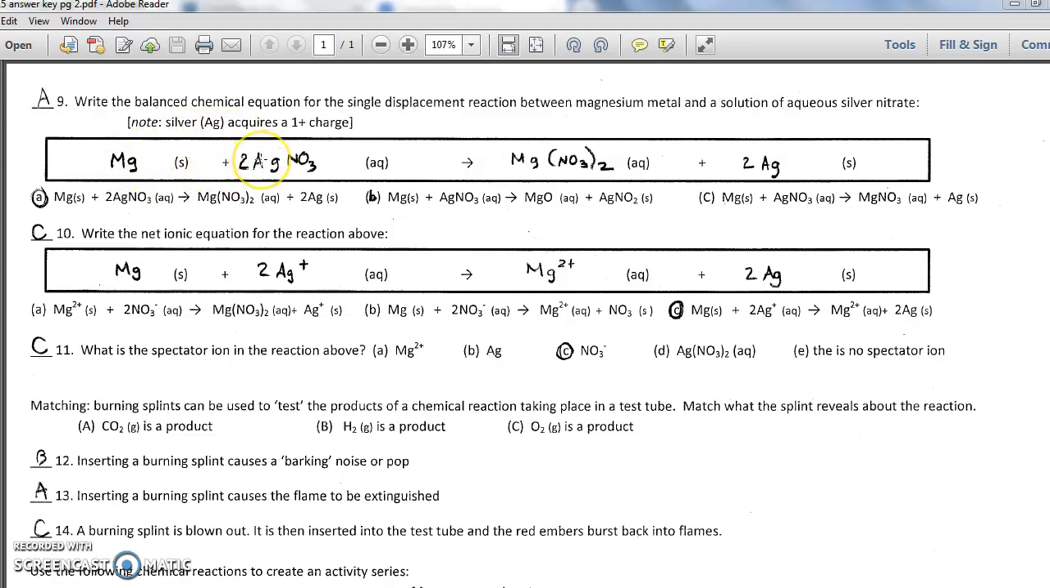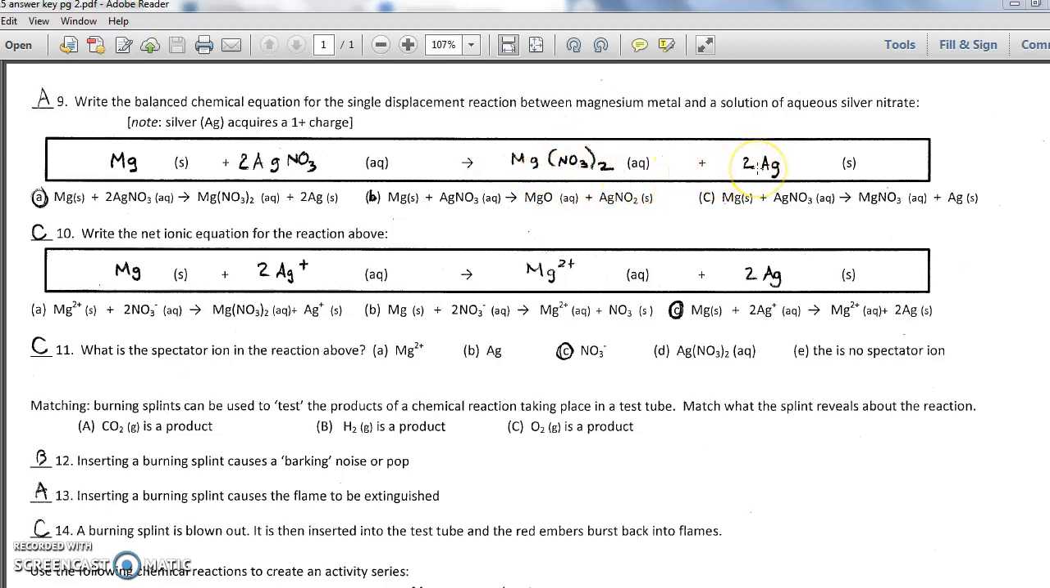Magnesium is going to displace the silver. So now magnesium's floating around in solution with the nitrates. The magnesium and the nitrates aren't actually together. They're floating around separately together in the same solution. That's what aqueous means. Water has them pulled apart.